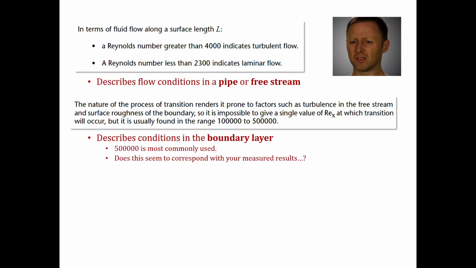You can have a turbulent free stream and a laminar boundary layer, okay? And eventually, at some point, the boundary layer will turn turbulent as well.